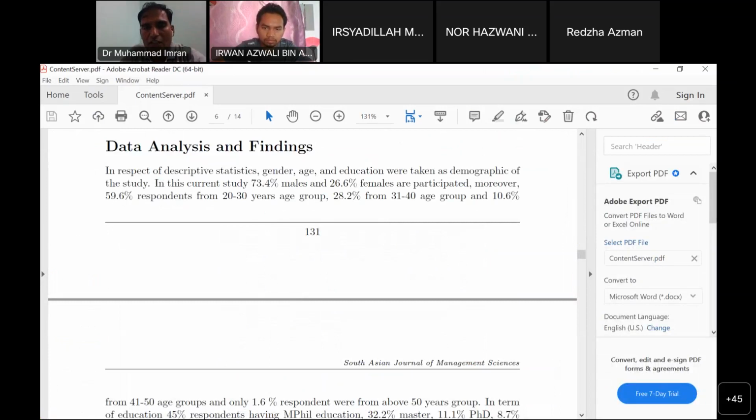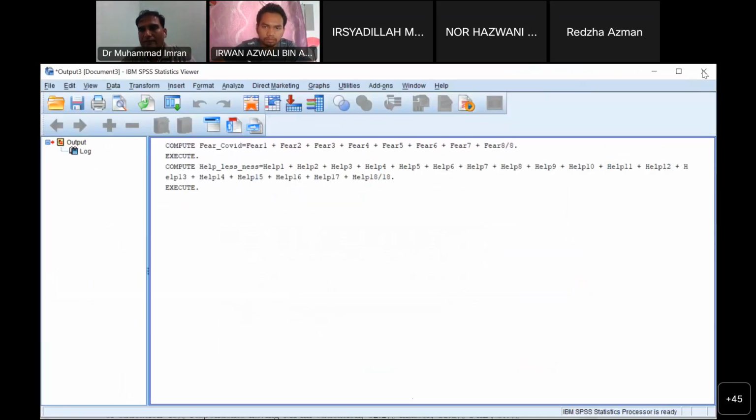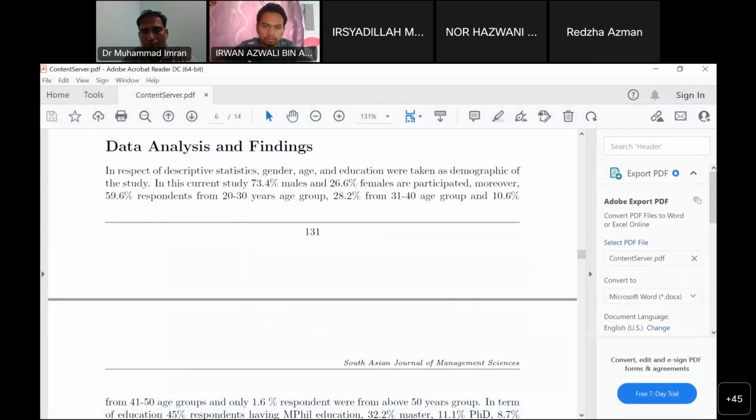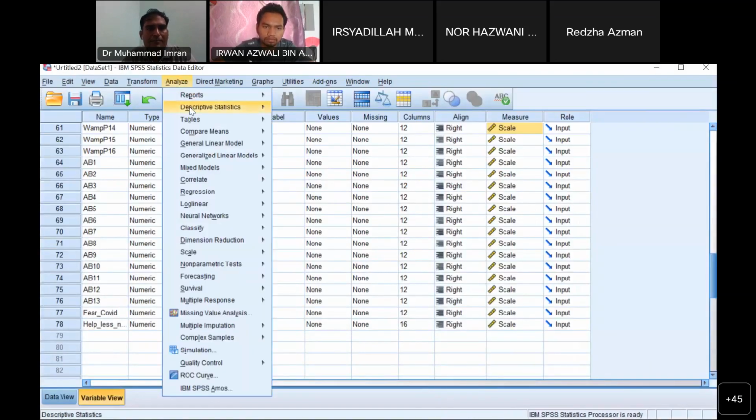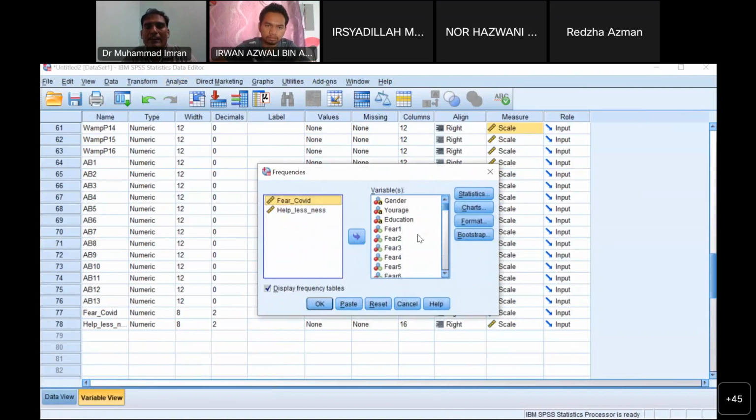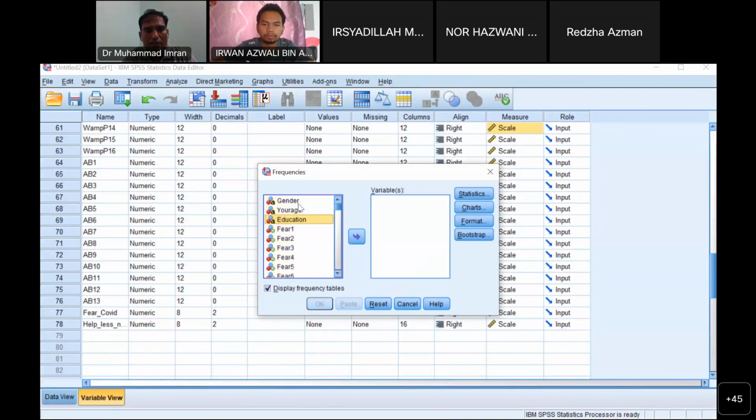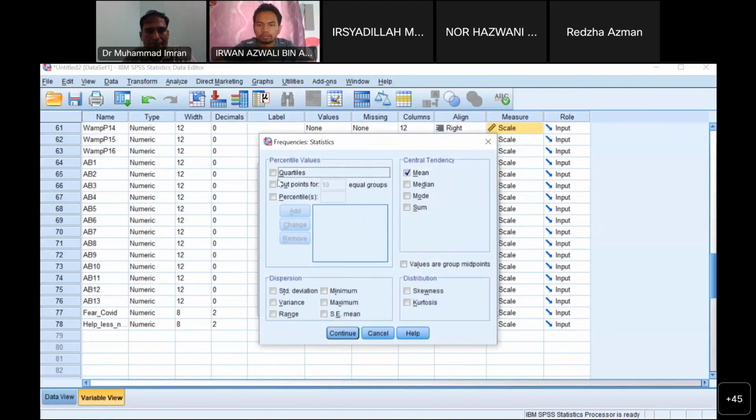And how do we get these demographic data? Let's go. Analyze, descriptive, frequencies. We need only these, because the others we don't need, as we are doing demographic analysis. Demographic analysis is related to gender, age, and education. These are the gender groups. Let's go here. Statistics: percentile, mean, median.